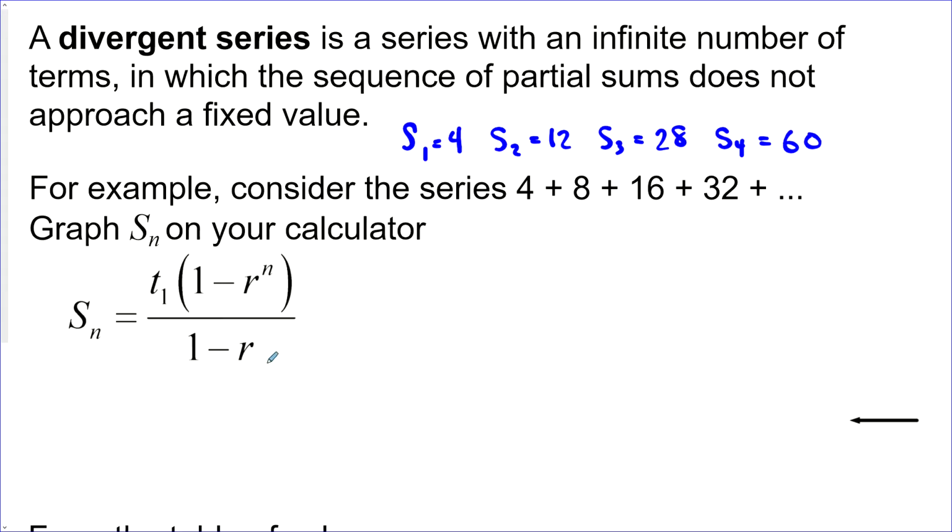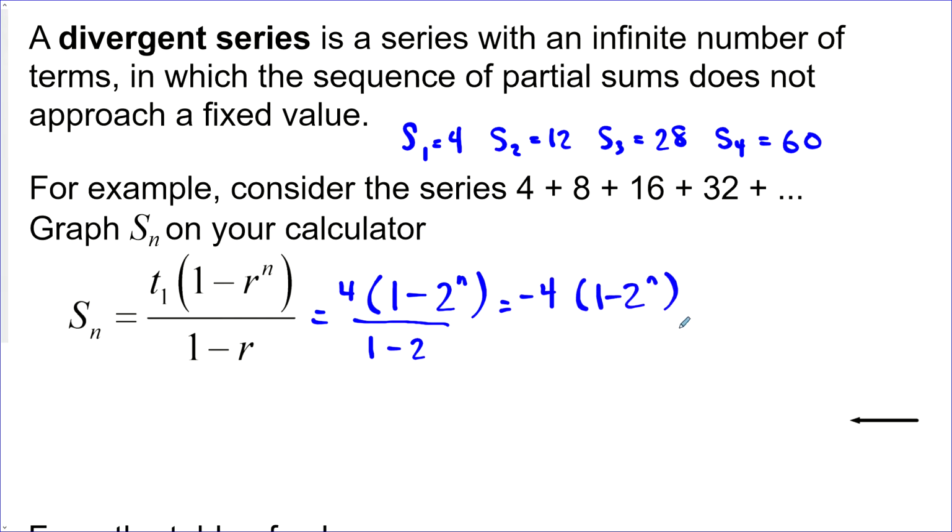Let's try graphing this on the calculator and see what it looks like. Our term 1 is 4. We've got 1 minus, this time our R value is 2. We're doubling each time, to the power of n. And in the denominator here we have 1 minus 2, so we can also simplify this. If this is 1 minus 2, this is just negative 1. So I'll just move it up to the numerator here and graph that.